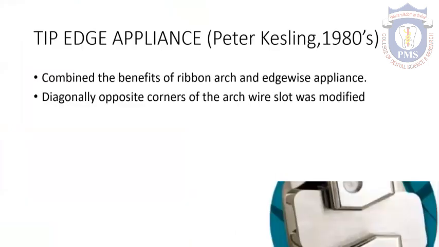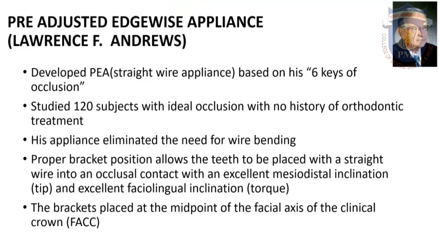So that again led to the next appliance, that is the tip edge appliance by Peter Kesling. Here, the diagonally opposite corners of the archwire slot were modified or cut, and hence there was more freedom of movement of the wire, and it had the combined benefits of the ribbon arch and edgewise appliance. Then came the pre-adjusted edgewise appliance system. This is otherwise known as the straight wire appliance. This was based on the 6 keys of Andrews occlusion, and this appliance eliminated the need for wire bending.